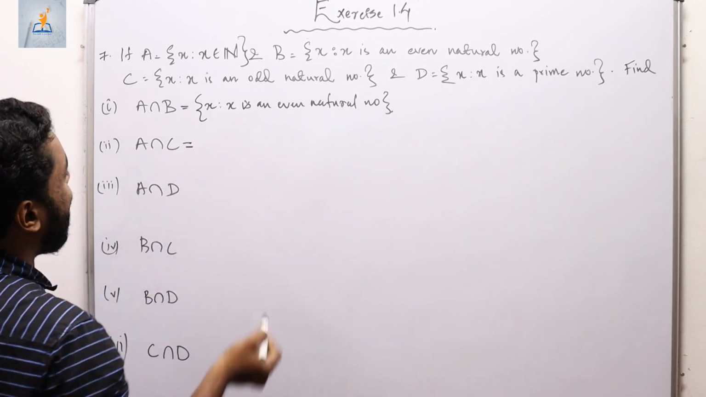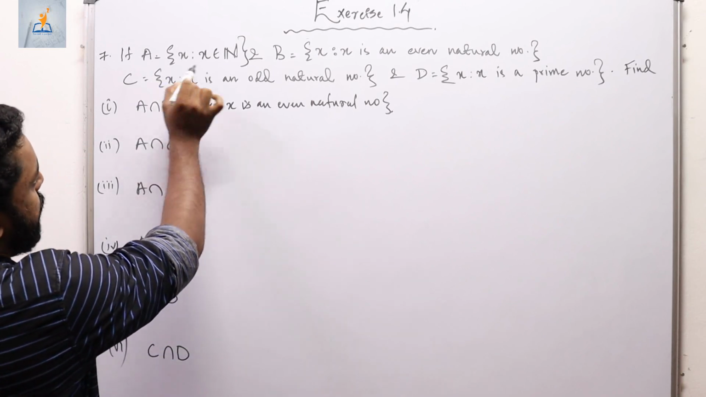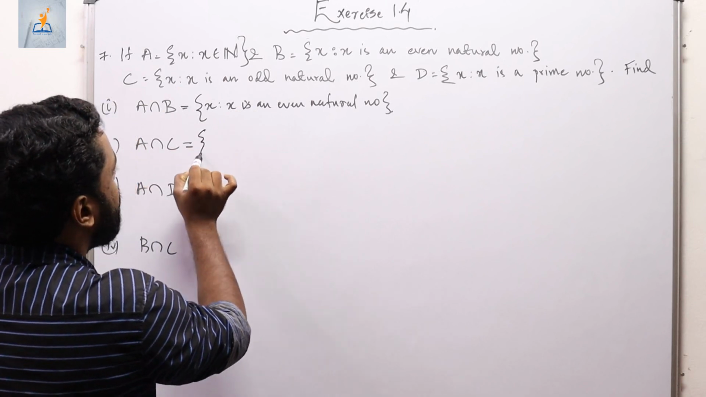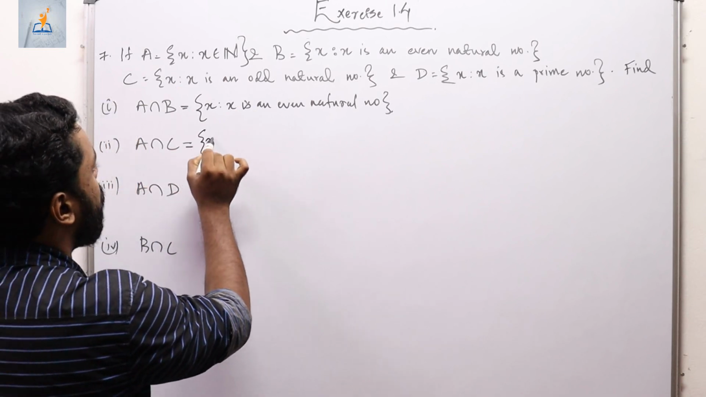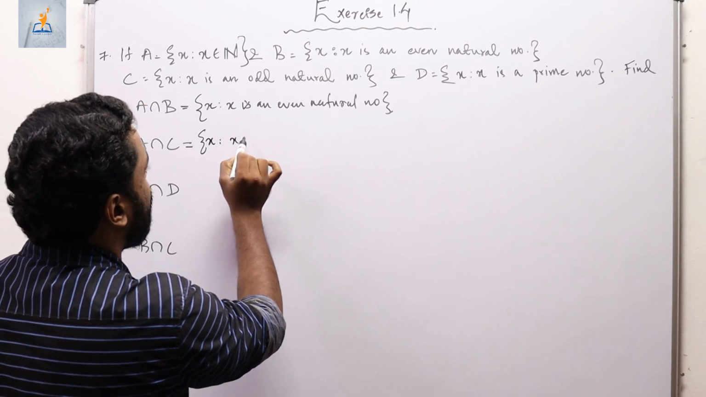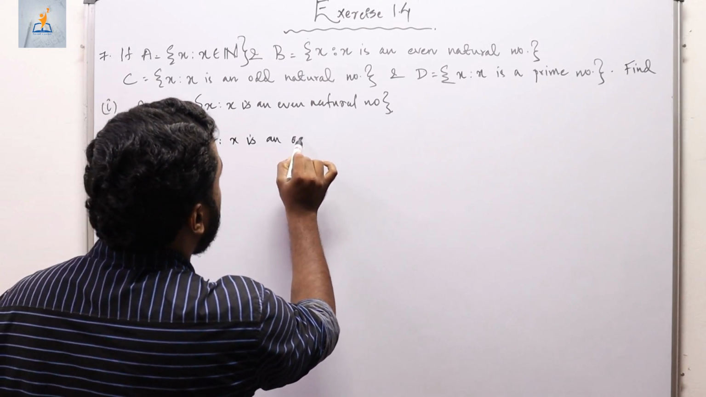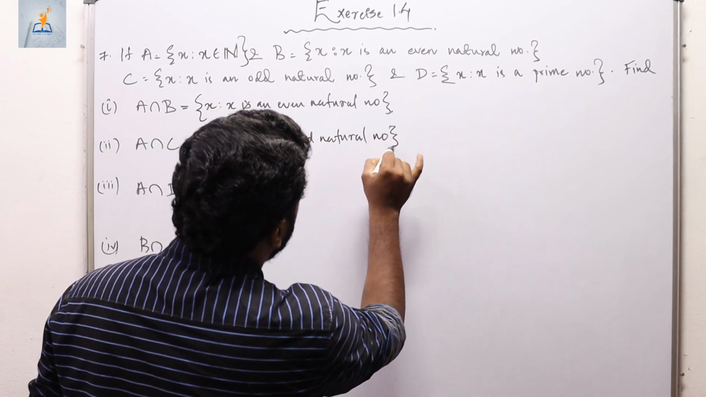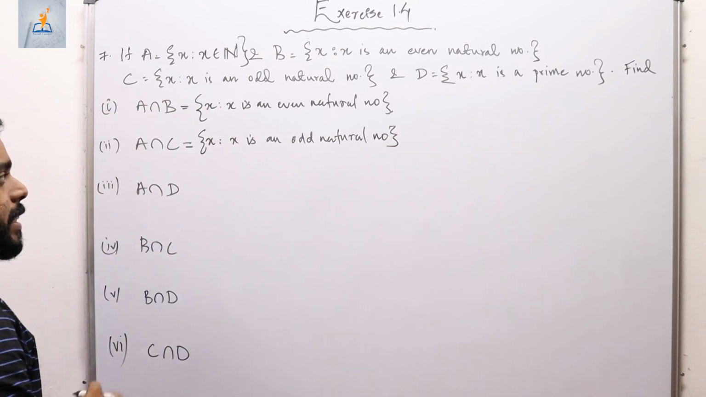Now coming on to A intersection C. A means set of all natural numbers, C means set of all odd natural numbers. Hence, the set of all elements which are common to A and C will be set of all x such that x is an odd natural number, isn't it? So that will be the set A intersection C.